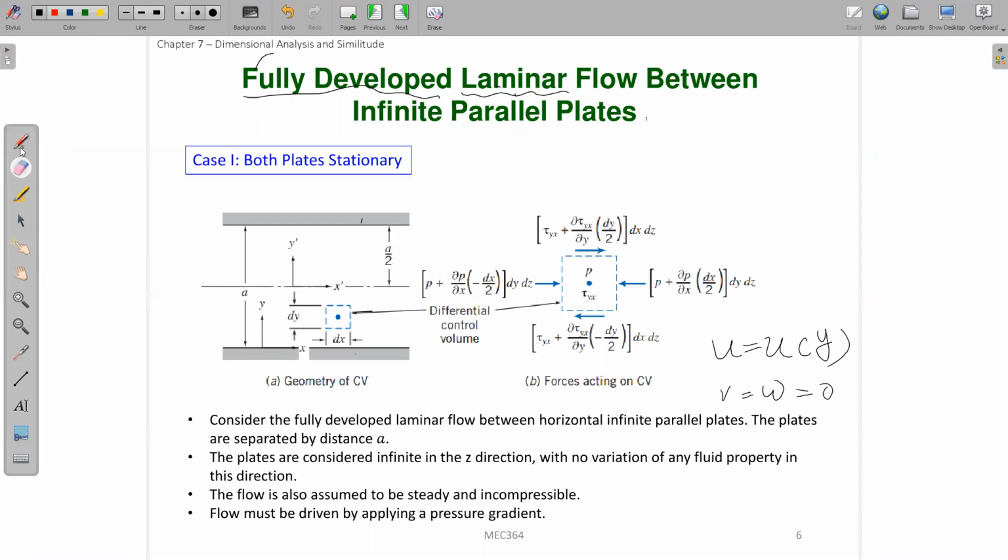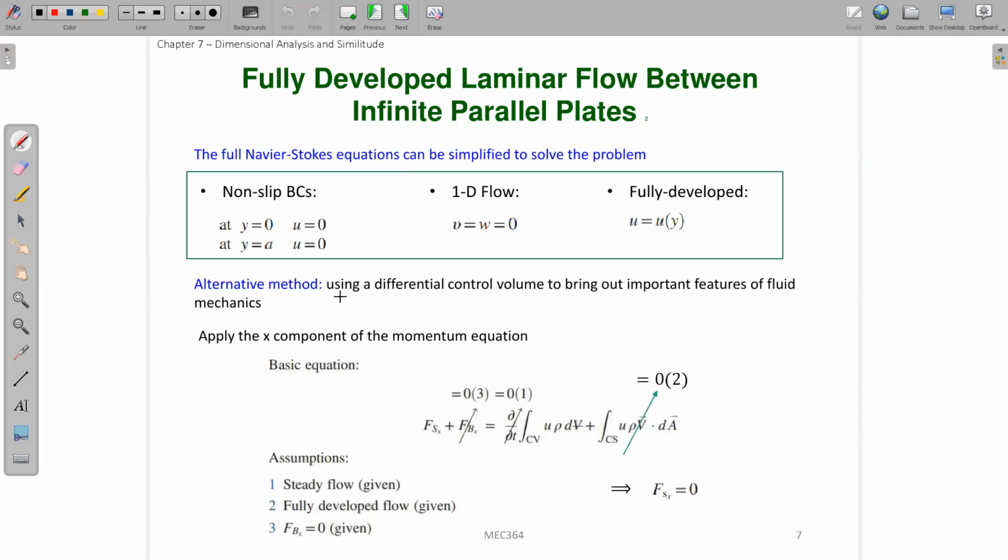And how do we solve this problem, right? We know that the governing equation is the full Navier-Stokes equation, and for this problem, definitely we can simplify the Navier-Stokes equation a lot. Okay, how do we simplify it? First, we know that it's one-dimensional flow, right? So V and W equal 0. So the y direction and z direction momentum equations are gone, right? We do not have the y direction and z direction momentum equations.